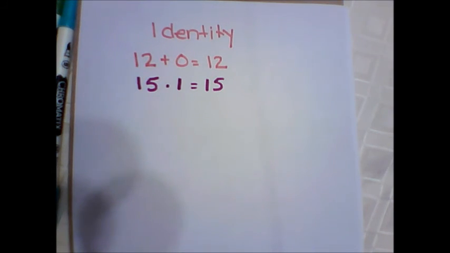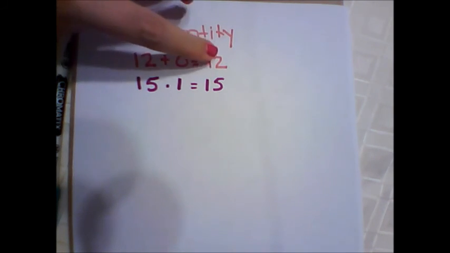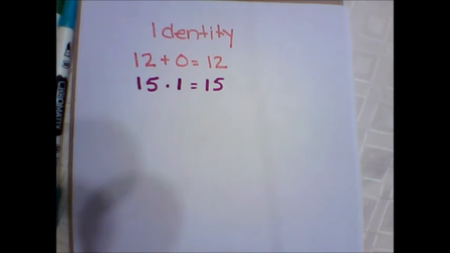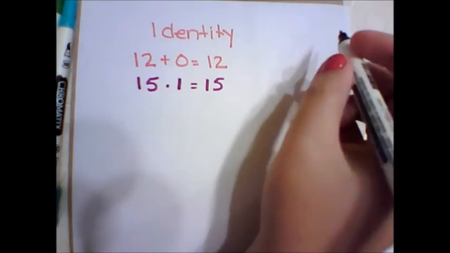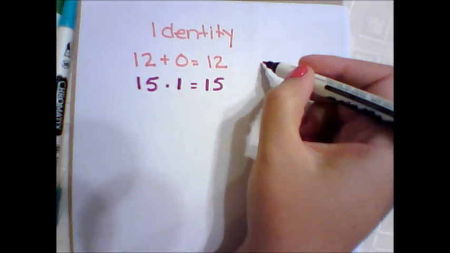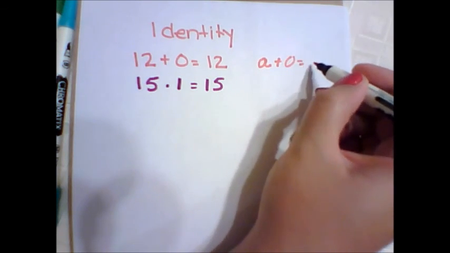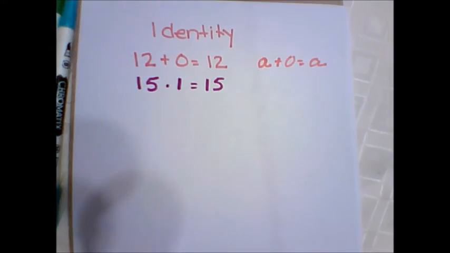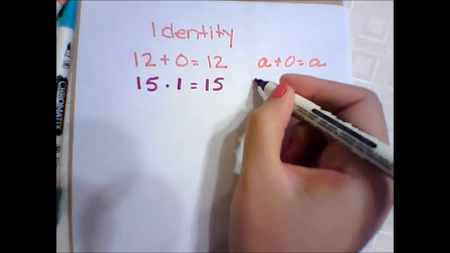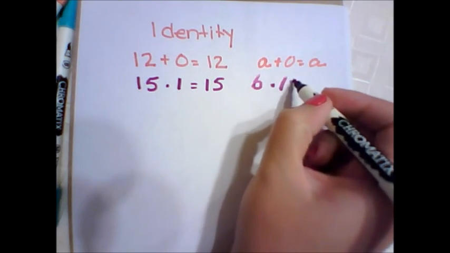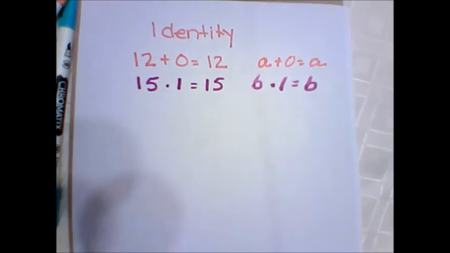Let's look at these a little bit algebraically. I'll use A as my variable for the addition and B for the multiplication. For addition, when we talk about it algebraically, it's going to be A plus 0 equals A. Pretty easy. Algebraically here, let's use B. B times 1 equals B.